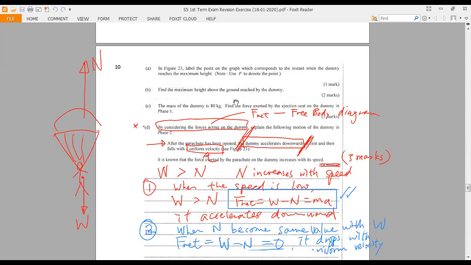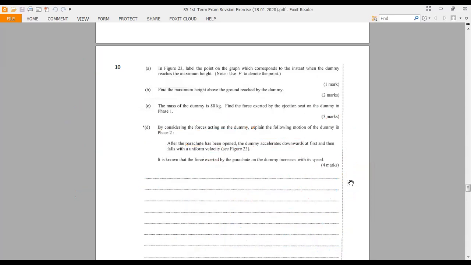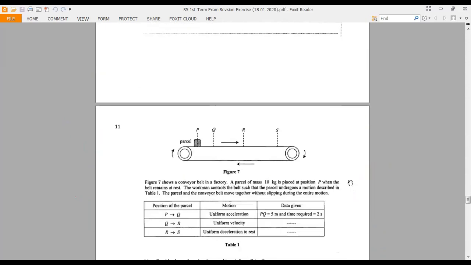Like in this question, you mentioned it accelerates downwards. So that means net force is ma. And the second part is uniform velocity. That means net force is 0. You just write these sentences and you get marks if you understand what is going on, right? So that's the end for question 10. A difficult question, challenging, but the skill behind it is not really difficult.